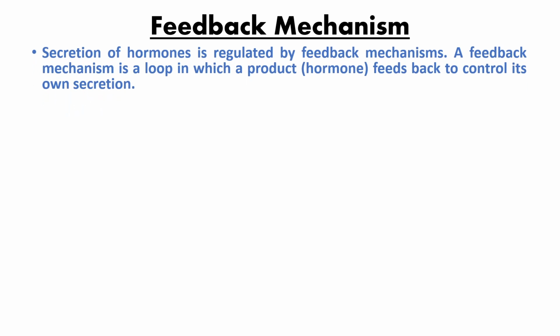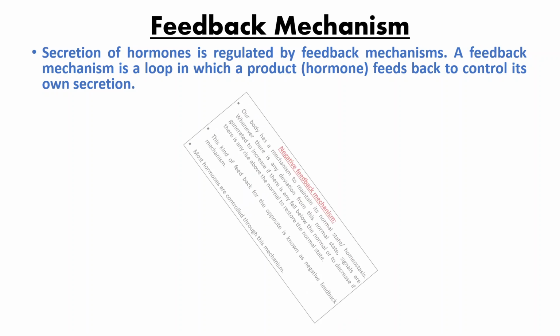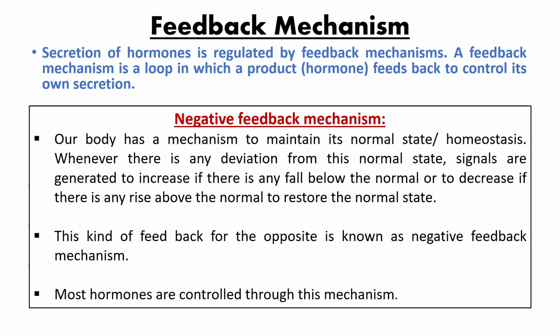Now, what is feedback mechanism? See, secretion of any hormone is regulated by feedback mechanism. A feedback mechanism is nothing but a loop in which the end product of the cycle or the loop, that is mainly a hormone, feeds back to control its own secretion. Okay. So, that could be of two types, either negative feedback mechanism or positive feedback mechanism. Negative feedback mechanism is more common and most hormones are controlled through this.